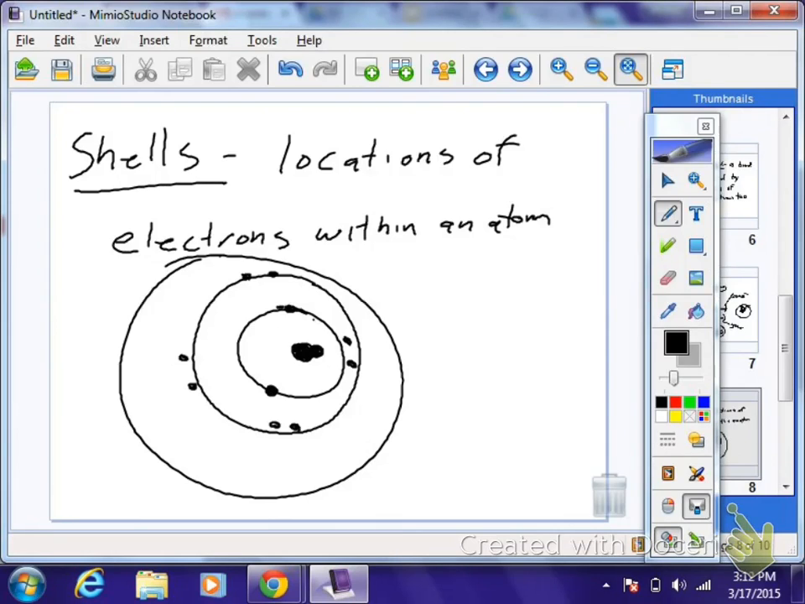Emma, do you have a question? That's how it is for all of them? That's the way it's going to be for all of them when we talk about bonding.